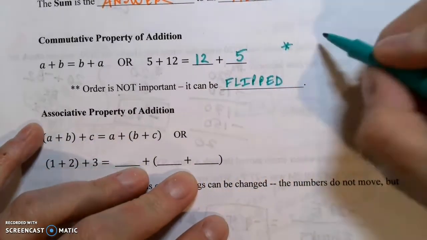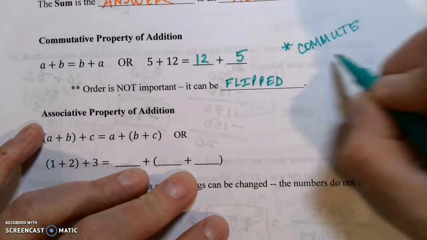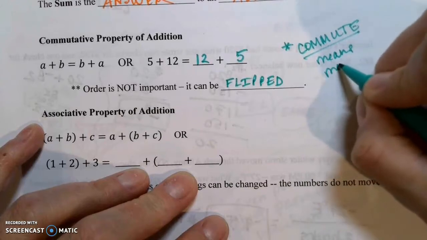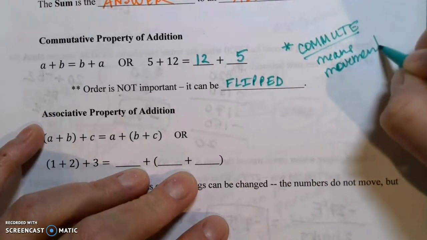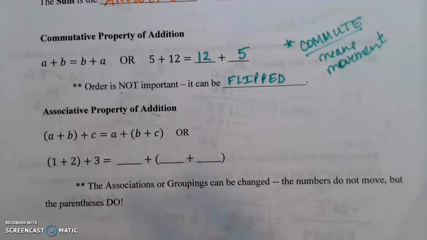And think about it this way. Commute is the root word there. So that means movement. So the numbers move. The numbers move in the commutative property. But it does not change the answer. And that's also going to be true for multiplication, which we'll discuss in a little bit further on.